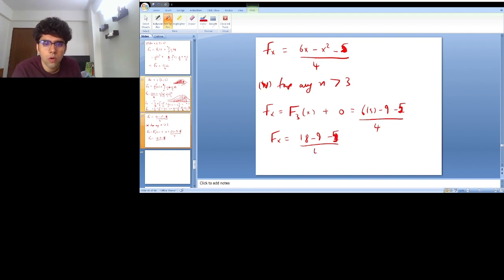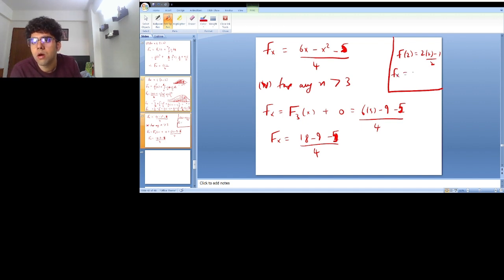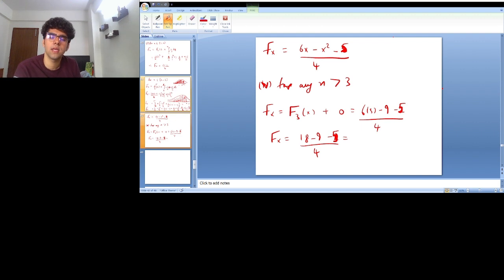Right. So the error here was that I was taking my f of 2 as 2 into 2 minus 1 by 2, but my expression for my CDF for x lying between 1 and 2 was 2x minus 1 by 4. So this caused the whole error, right? So I'm just removing this. I was just telling you guys so that you don't get confused. So 18 minus 9 is 9, 9 minus 5 is 4, so 4 by 4 will become 1. I'm so sorry for the error. For any x greater than 3, my CDF will be 1.